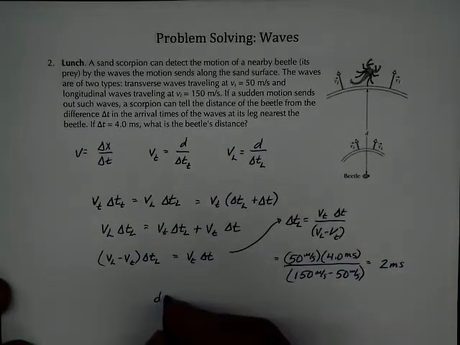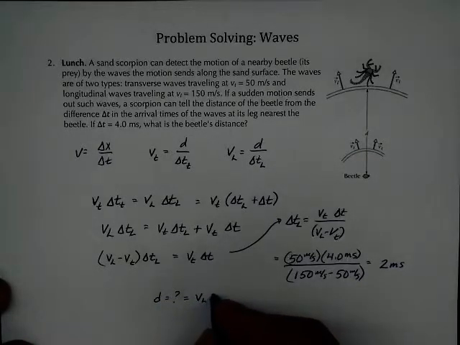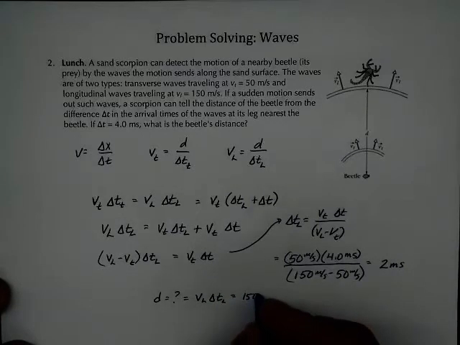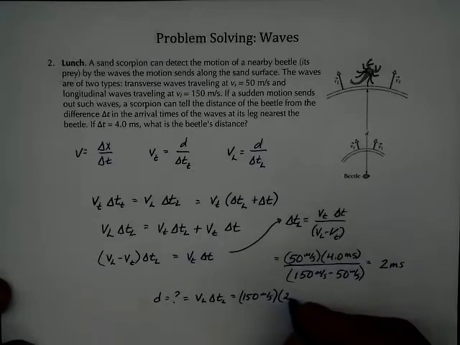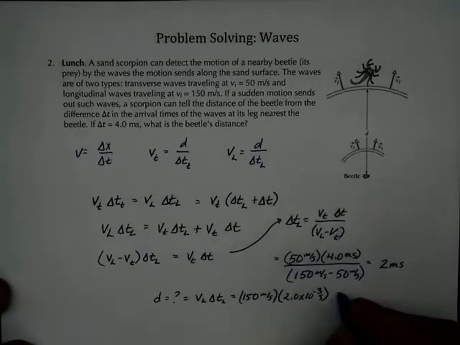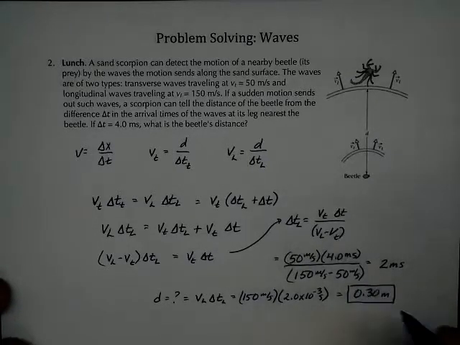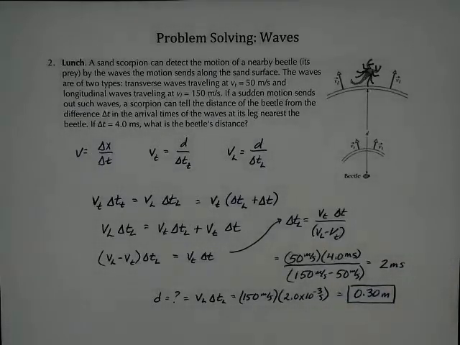So what is the distance? Well, that's going to equal the speed of the longitudinal wave times the time of the longitudinal wave. 150 meters a second times 2 milliseconds gives you a distance of 30 centimeters or 0.3 meters that beetle is from the sand scorpion.